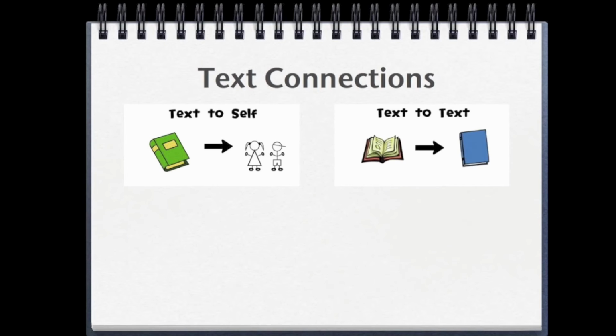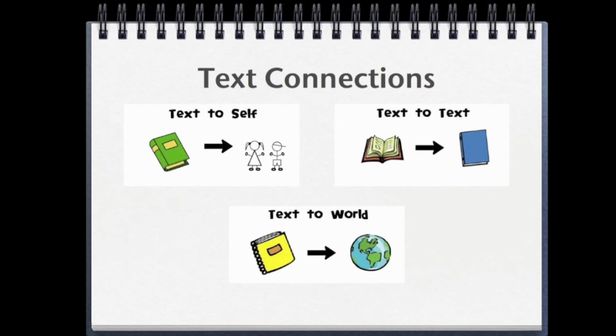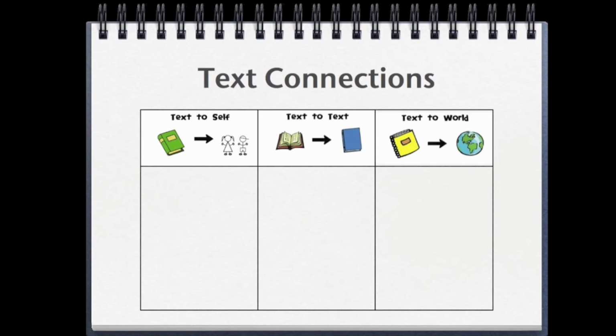Today we will be learning how to make text connections as a strategy of reading. You may be asking yourself, what are text connections? Well, I'm glad you did. There are 3 types of text connections: text to self, text to text, and text to world. Let's take a closer look at each of these connections.